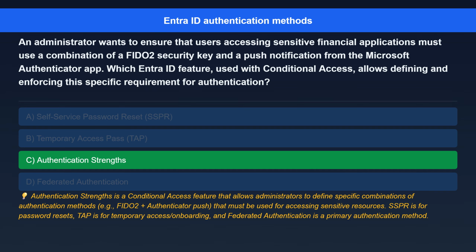The correct answer is Authentication Strengths. Here's the explanation. Authentication Strengths is a conditional access feature that allows administrators to define specific combinations of authentication methods, e.g. FIDO2 plus Authenticator push, that must be used for accessing sensitive resources. SSPR is for password resets, TAP is for temporary access and onboarding, and federated authentication is a primary authentication method.